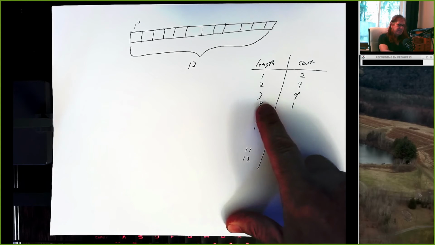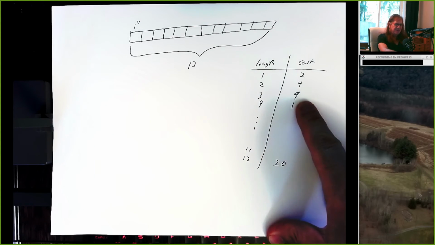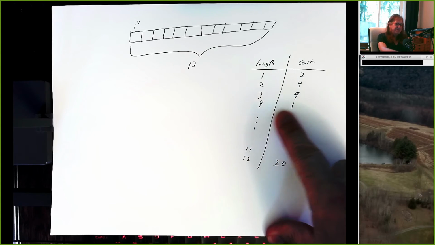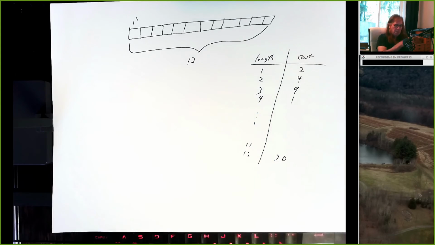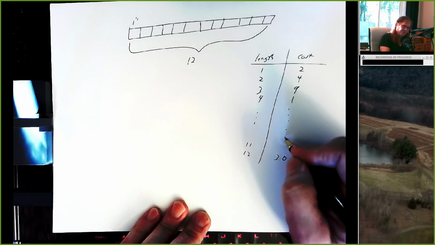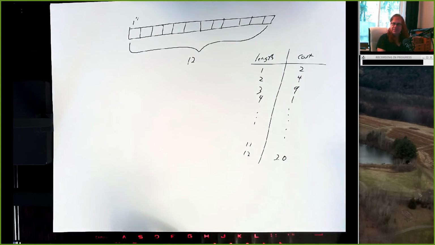I could cut it into 4 3-inch segments and get a whopping $36 out of it. I could cut it into 3 4-inch segments and I'd only get $3 out of it. And so depending on what this pricing table looks like, how do you maximize the value of this?